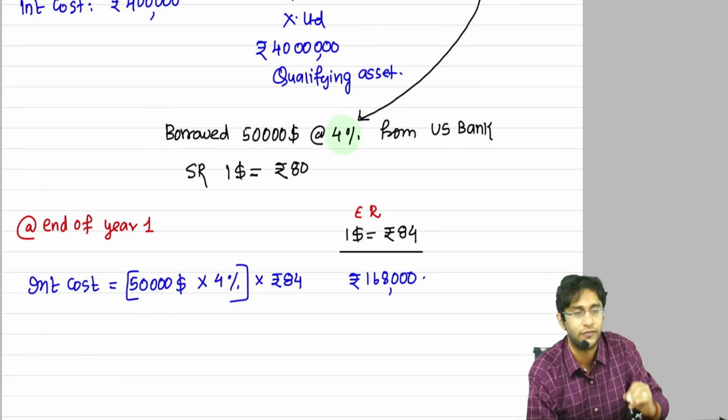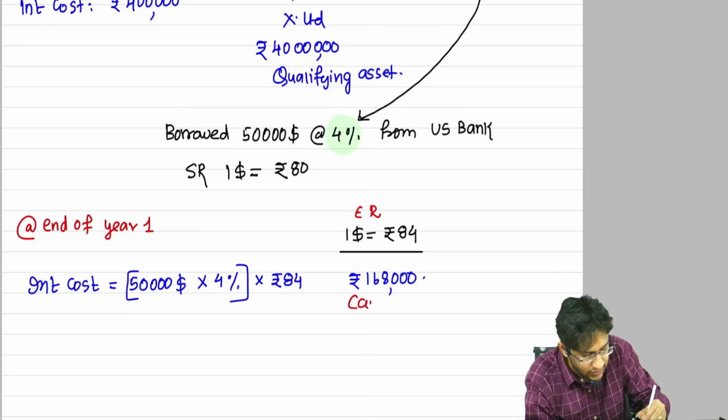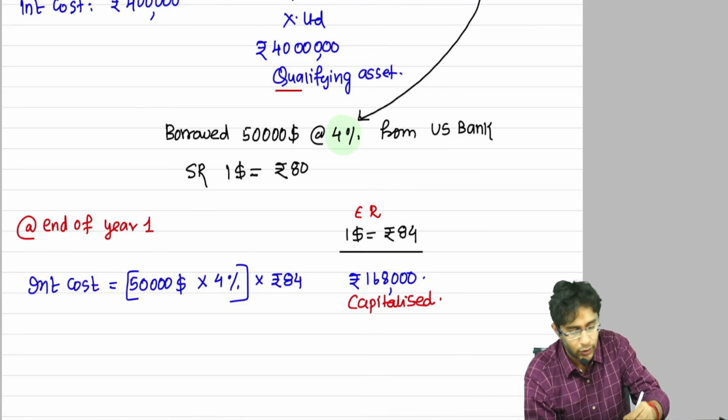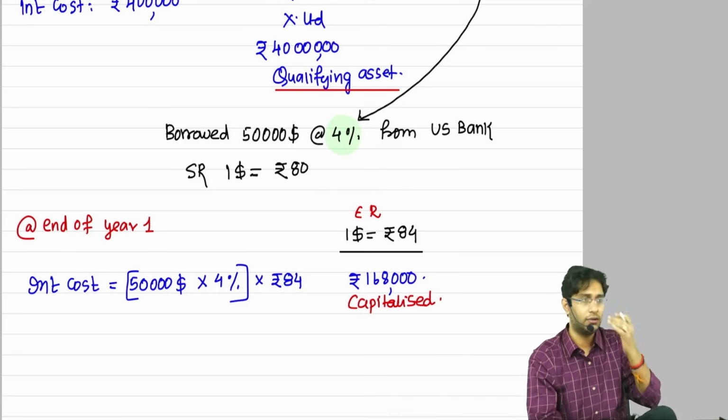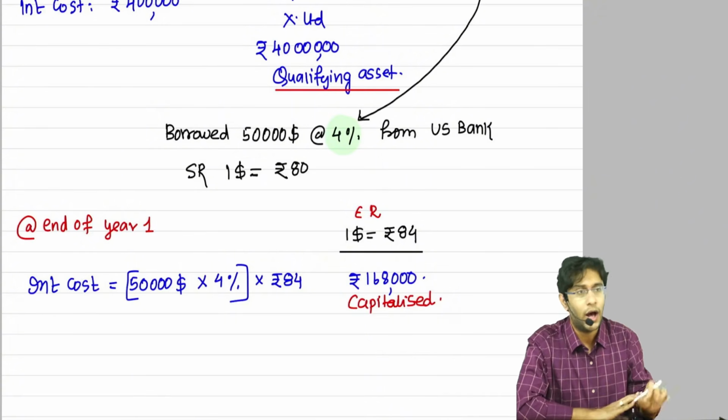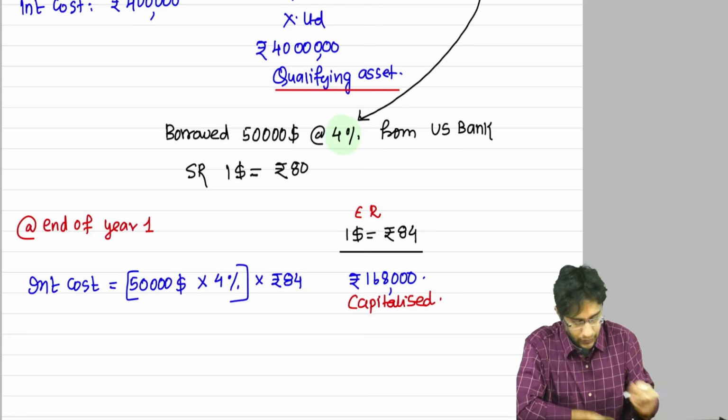Now, what is the treatment of this? This is capitalized. Tell me, sir, why are you capitalizing? Because you have a qualifying asset. If it is not a qualifying asset, this will go to P&L account. Are you happy or not? You are very happy.